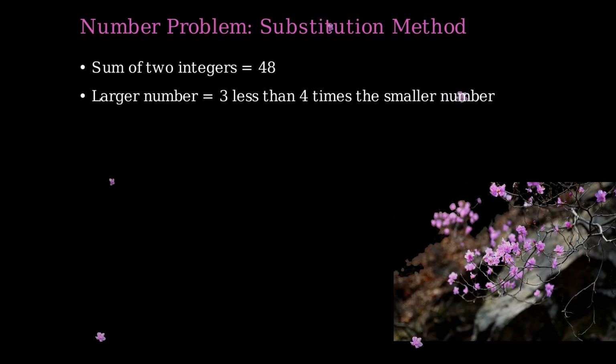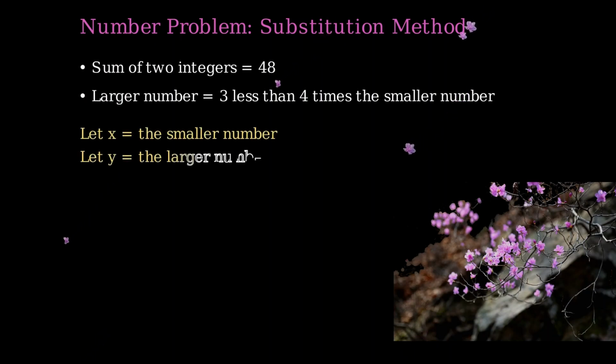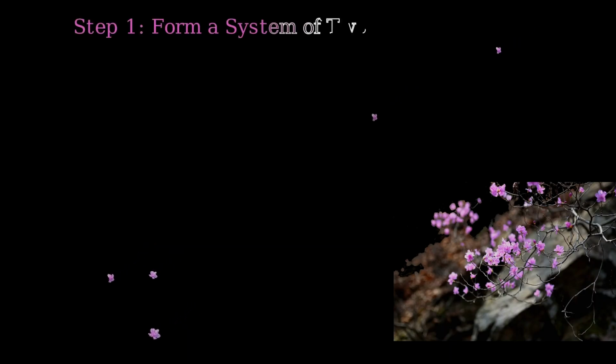Let's solve a number word problem using the substitution method. The sum of two integers is 48. The larger number is 3 less than 4 times the smaller one. Let's define x as the smaller number and y as the larger number.